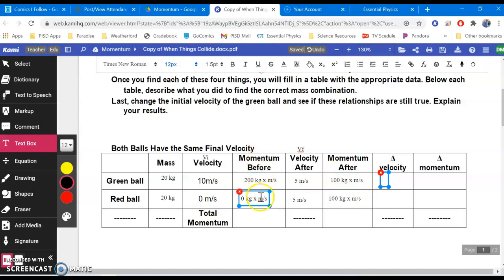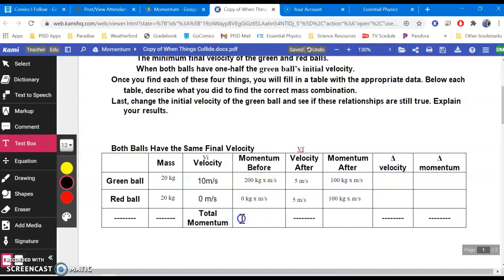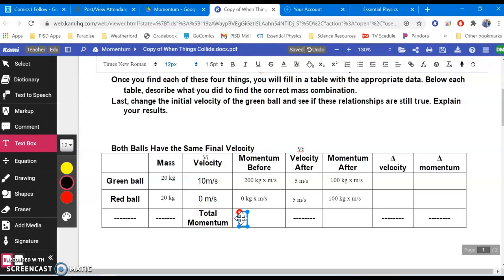Now, if we want to find the total momentum before, we would add these two together. So we could do 200 plus 0 gives us a total momentum before of 200 kilograms times meters per second. And guess what? Lo and behold, if we add this one up, we get 100 plus 100, and we still have 200 kilograms times meters per second after the collision, which shows that momentum is conserved.